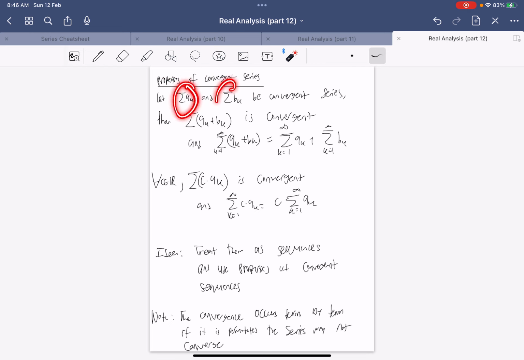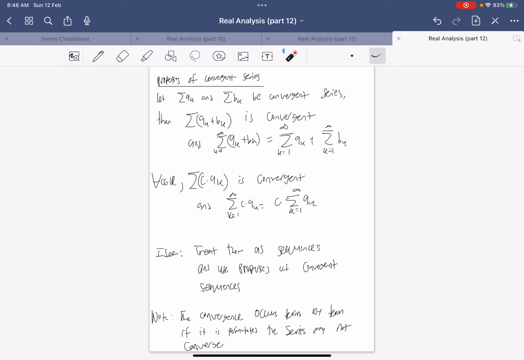If A and B are convergent series, then when you add them up term-wise, they will still be a convergent series. And their limit will equal the limit of the series AK plus the limit of the series BK. Also, if you multiply any scalar to a convergent series term-wise, then the result will also be a convergent series, and it will just be the scalar times the limiting value.